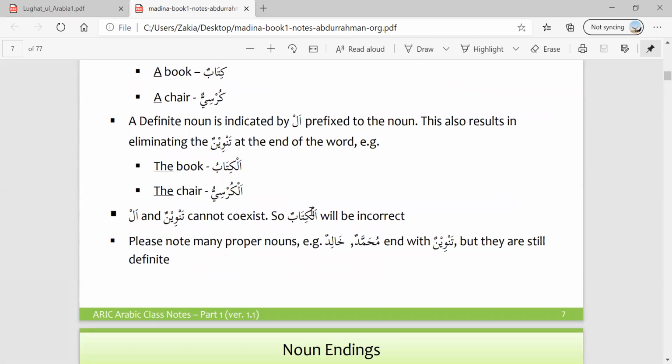Please note, many proper nouns like Khalidun and Muhammadin, these are names of people, end with a tanween, a double vowel, but they are still definite. Okay, so they're not indefinite, they are definite, just like the definite article of alif lam. I will come to those because these are proper nouns.